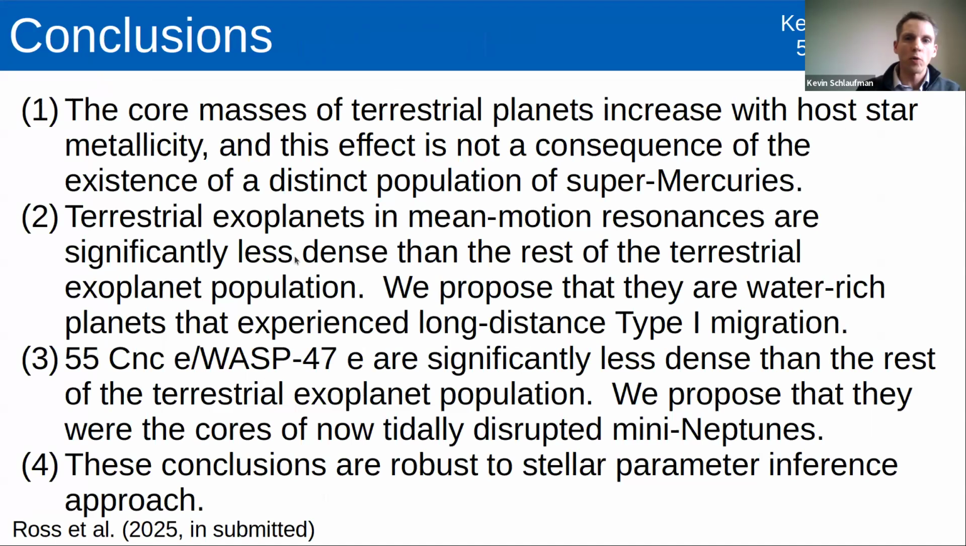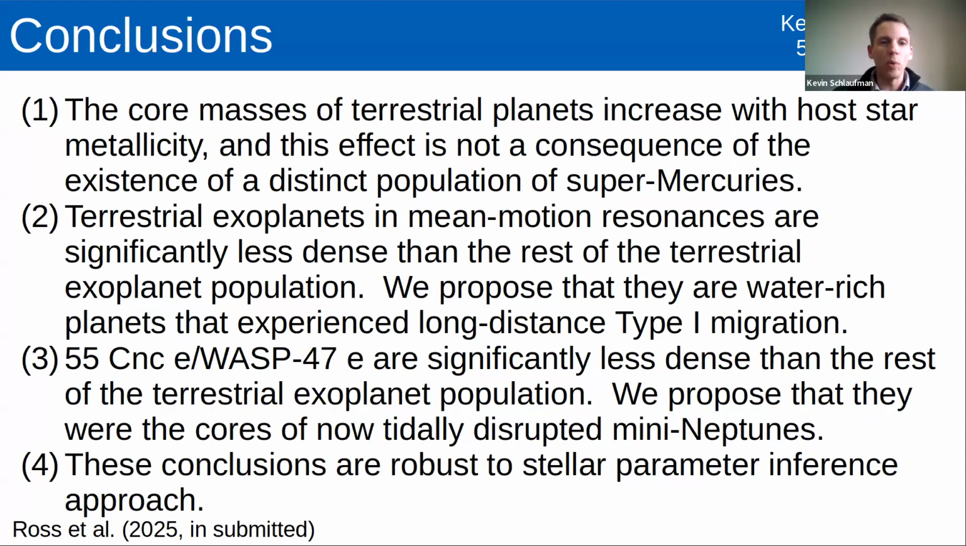So in conclusion, the cores of terrestrial mass planets increase with host star metallicity. This is not a consequence of the existence of a distinct population of supermercuries. Terrestrial planets in mean motion resonances are less dense than the rest of the terrestrial exoplanet population. If you see a planetary system in a mean motion resonance, the usual interpretation is that it experienced convergent migration, and we advocate that this convergent migration took place over a long enough distance scale that these planets actually moved from a part of the disk where there was a lot more water, such that approximately 10 to 20% of their bulk composition is water.